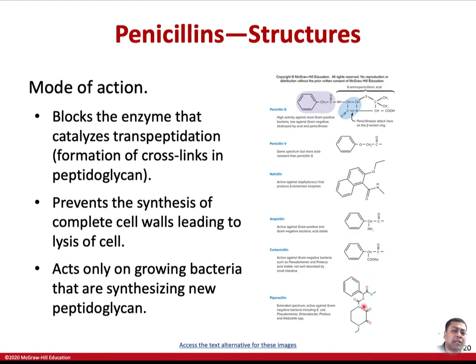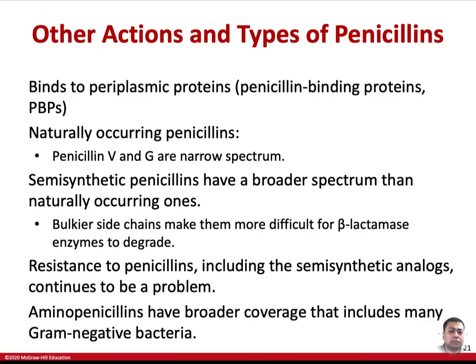So what you are seeing is that this is the side chain, and all these different types of side chains change the particular properties of these different antibiotics. So you can easily appreciate right here is a larger, bulkier chain, and it is relatively difficult for particularly beta-lactamase enzymes to destroy these because they sit tightly into a particular area of the penicillin binding proteins.